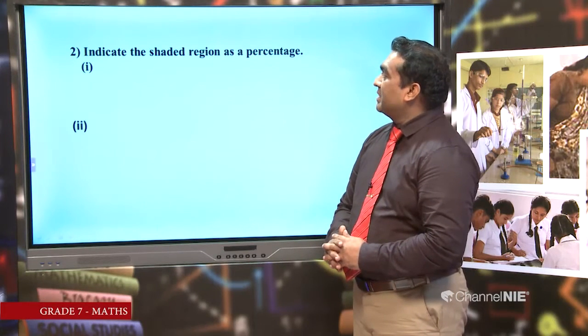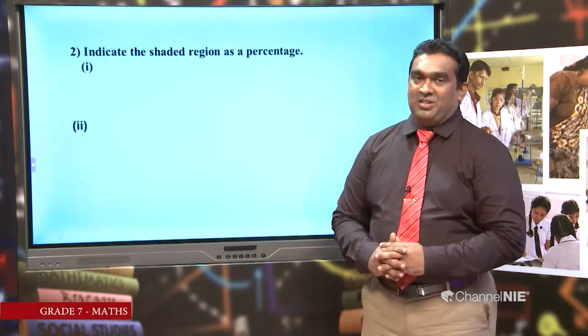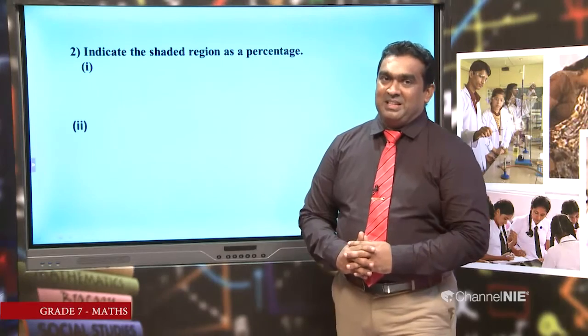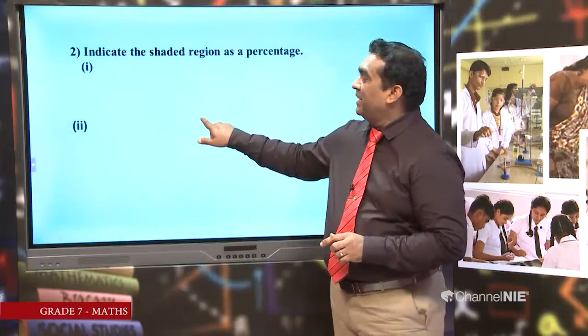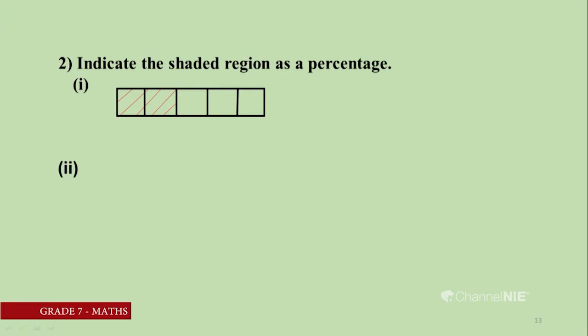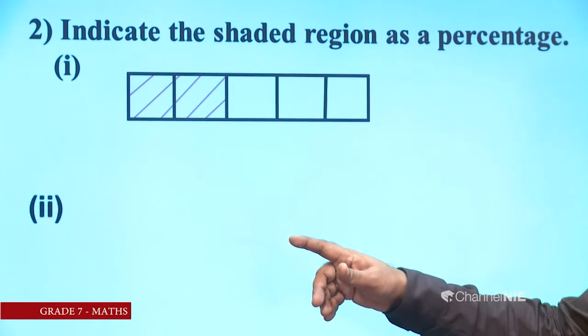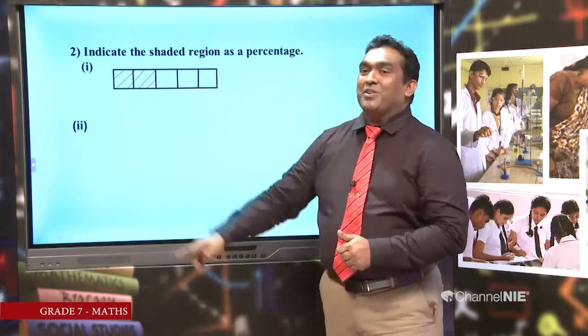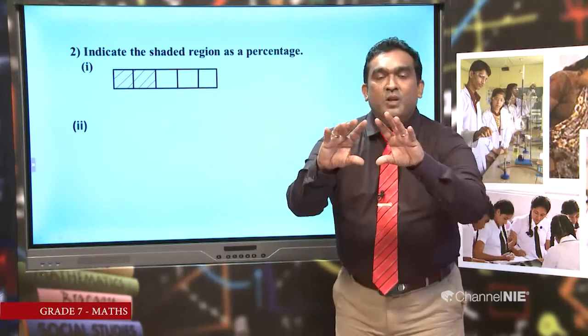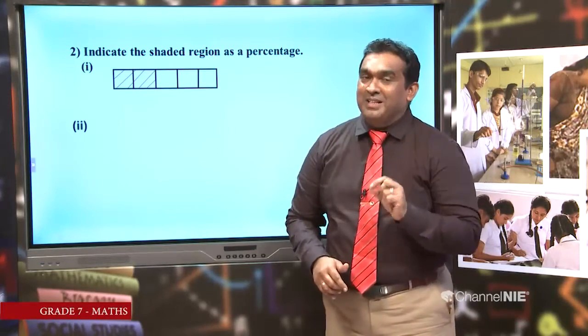Now, we can see how to indicate the shaded region as a percentage. Then we will see the shaded region. In that case, you have to find out the shaded region. The whole figure contains how many parts? Can you remember in ratios? Total number of parts, value of a part. Using the value of a part, you got the total amount. Likewise here, total number of parts, 5. Out of 5 equal parts, you have shaded 2 parts.